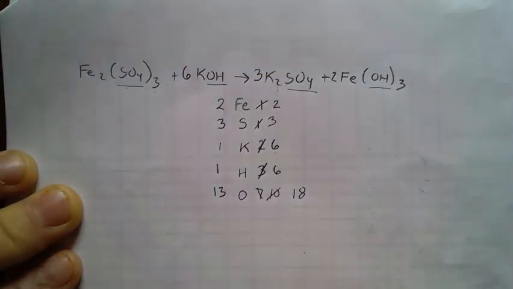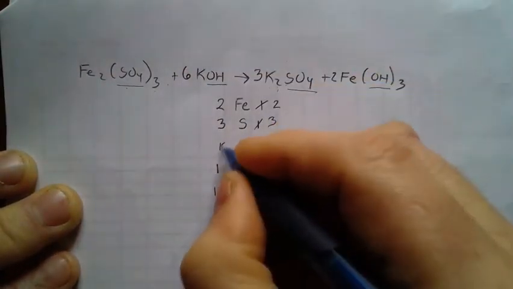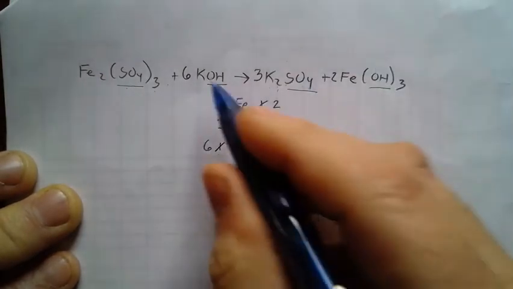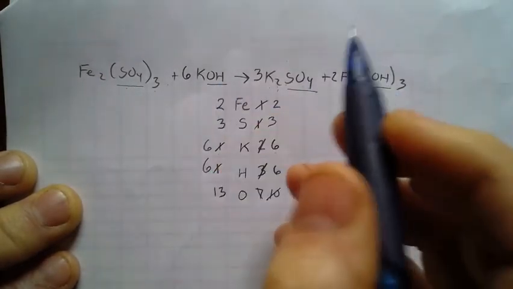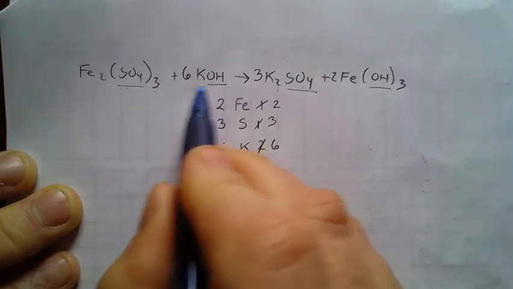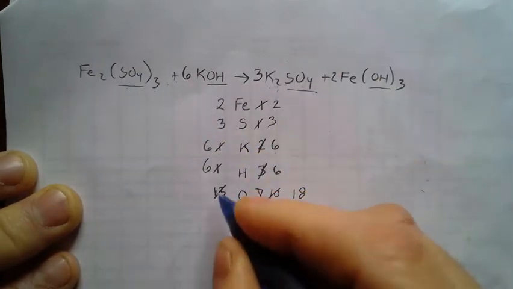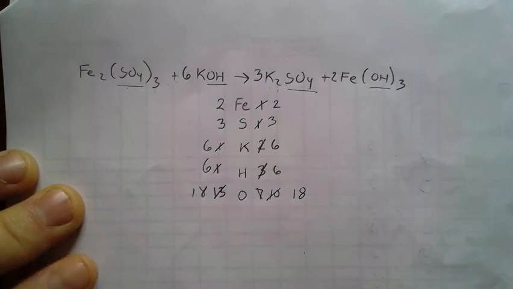We want to have 6 potassiums on the left. So we go and put a 6 in front of the potassium hydroxide. That makes that a 6. Hydrogen becomes a 6. And oxygen is 6 plus 4 times 3 is 12, gives us the 18. All right, so as you can see, there is a bit of mathematics, especially with the oxygen.